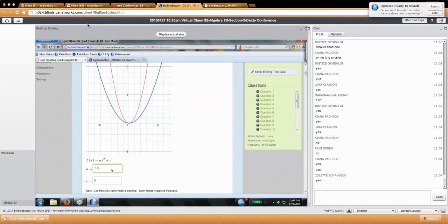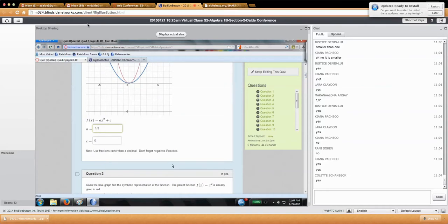Whenever I'm asking you to put in something like this, I don't want you to put in the decimal, and I want you to use a fraction instead, and I don't want you to use any spaces. If it's a negative out in front, then put the negative, but never use any spaces and always use a fraction.